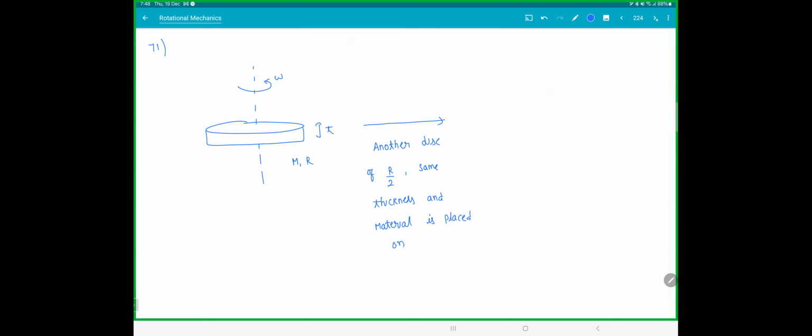Is placed on it. What is the new omega? Initially the disk is already rotating with omega. Now you took another disk of radius r by 2 and placed it on top of it, same thickness and same material. What will be the new angular velocity? This is another standard model.